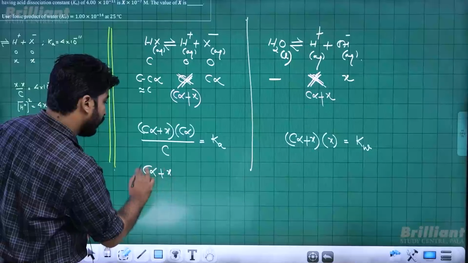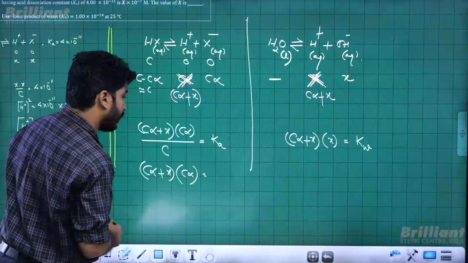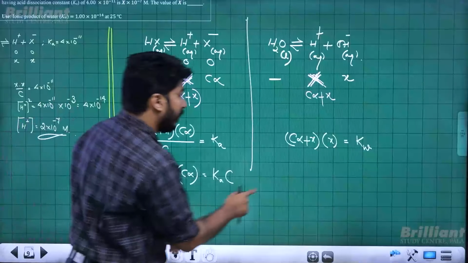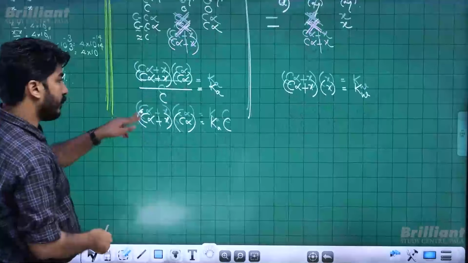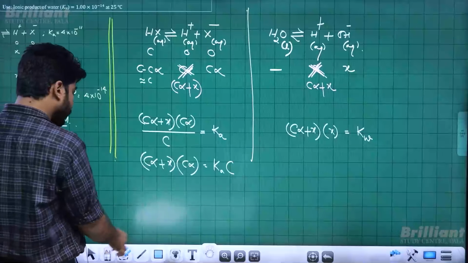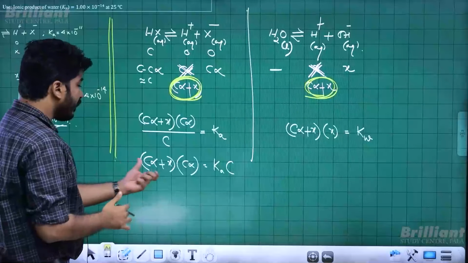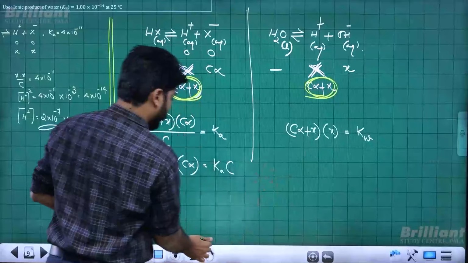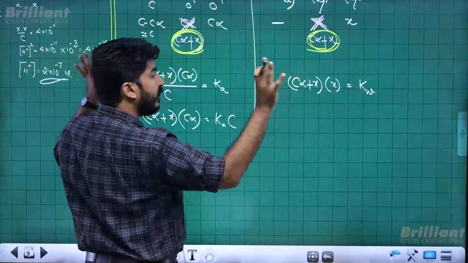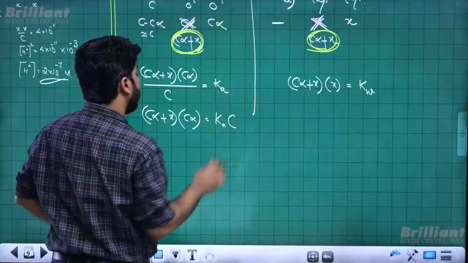rearrange it, now this is a simple mathematical trick only, to solve this expression. Ka into C is the value for this, and (C alpha plus X) into X is Kw. Now what we need to find is the H plus concentration in this medium, and H plus concentration in this medium is nothing but C alpha plus X. So we need to get the value of the C alpha plus X part. Both these equations have to be true here.